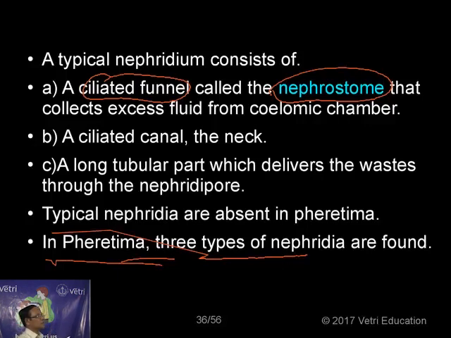So a ciliated nephrostome is nothing but the mouth of the nephridium, which opens into the coelomic cavity concerned with the collection of waste. Then we have a ciliated canal for passing the waste products by means of ciliary movement. Normally the waste product is pushed away.